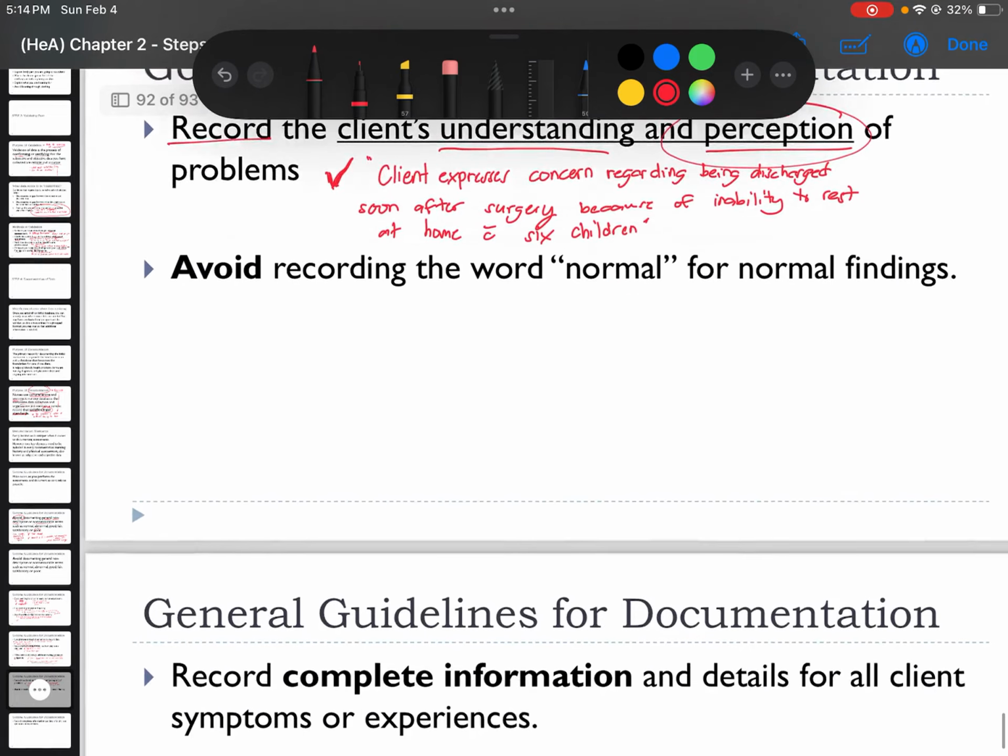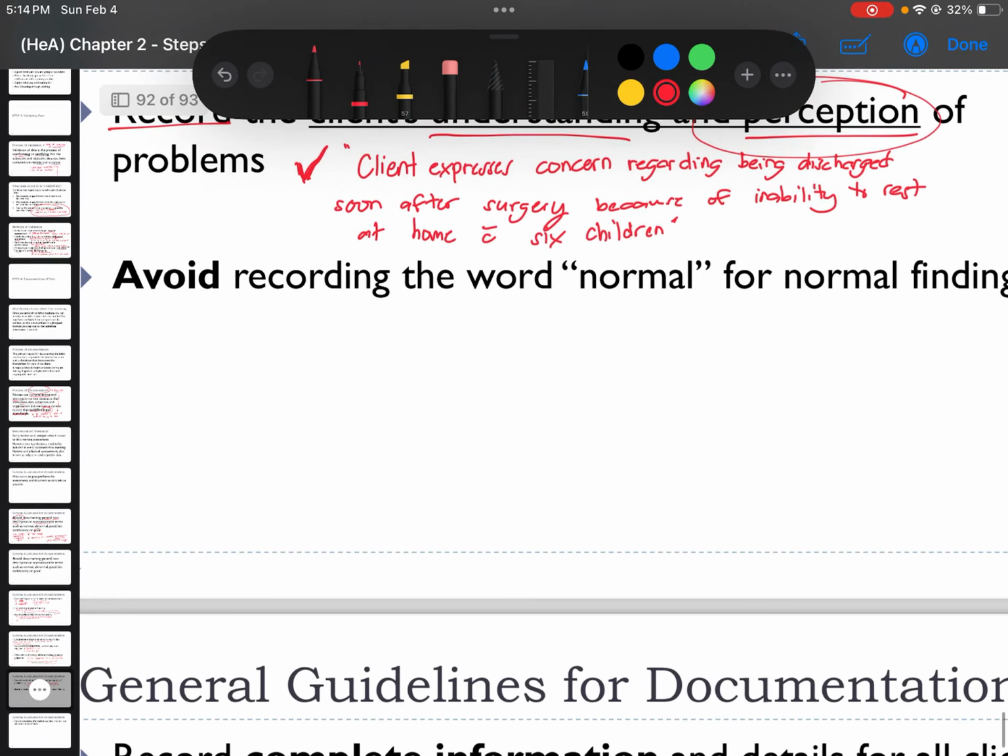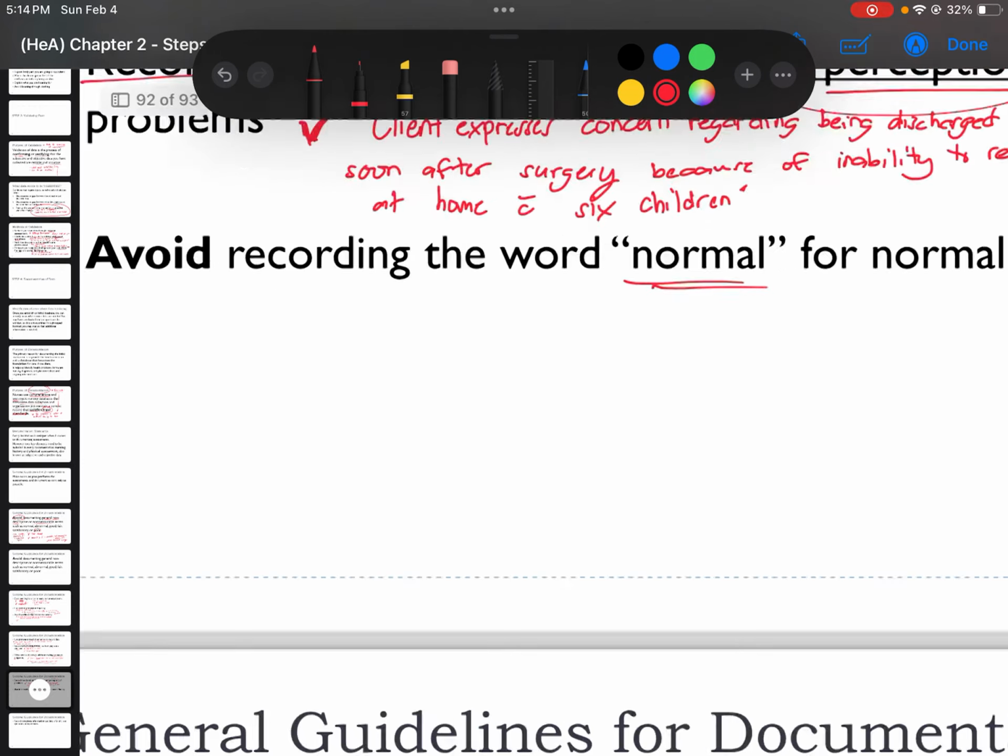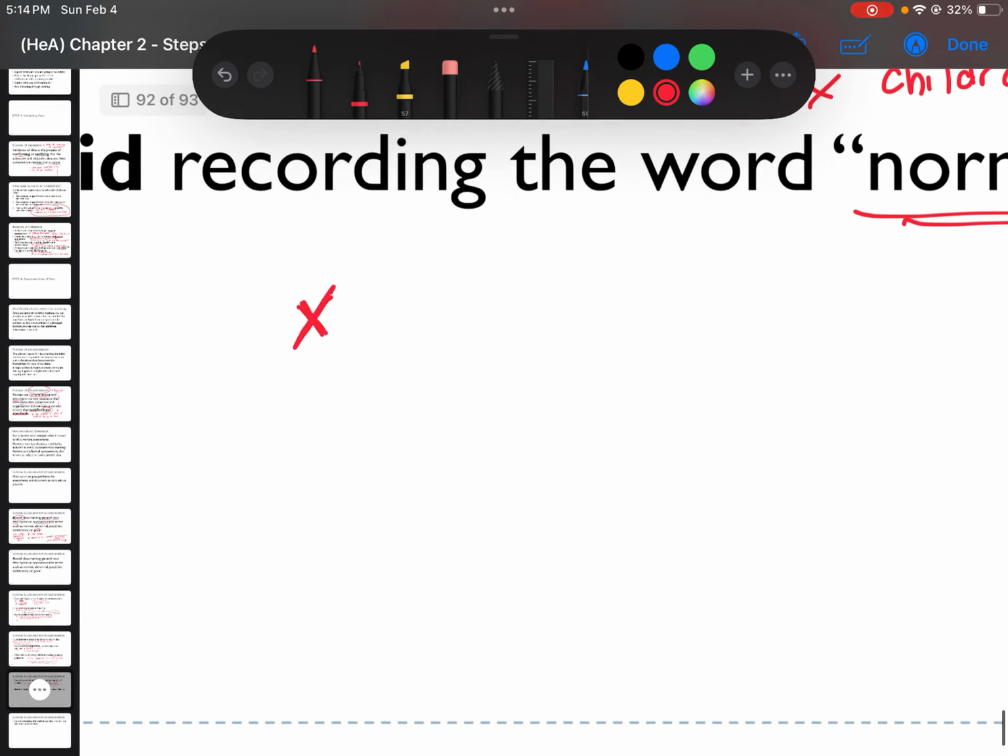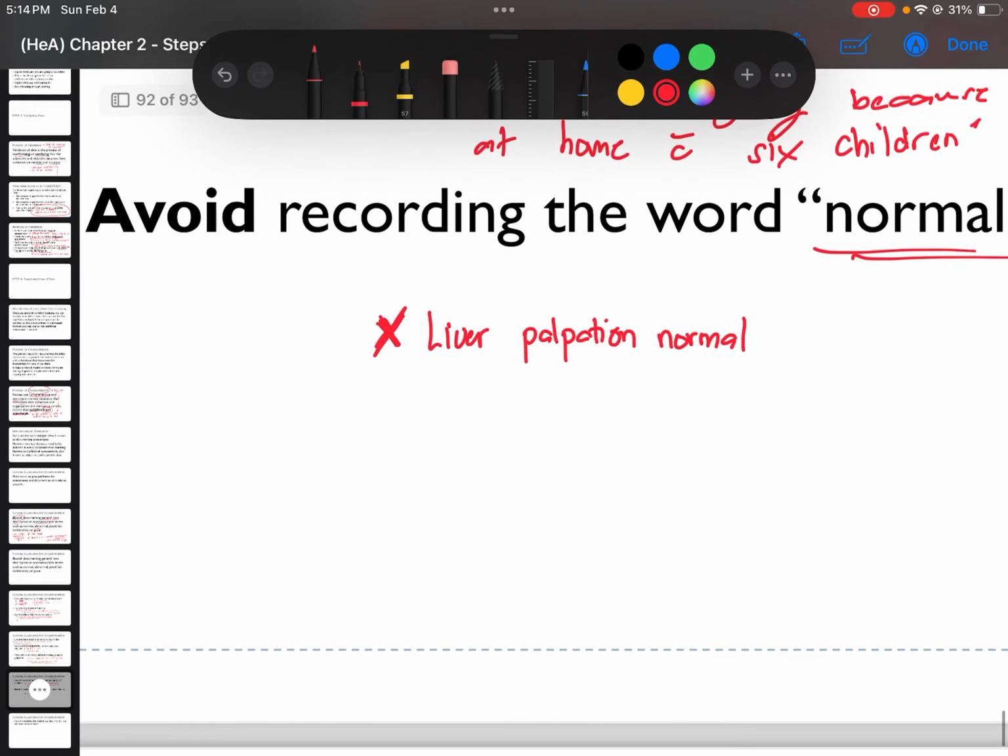Okay. Next is avoid recording the word normal, for the love of God, guys. This is very common in the hospital, especially with students. Okay? Do not record normal. For example, class, do not record liver palpation normal. Okay? That is wrong.